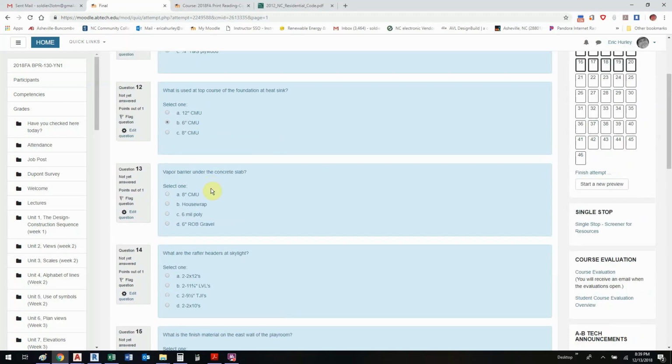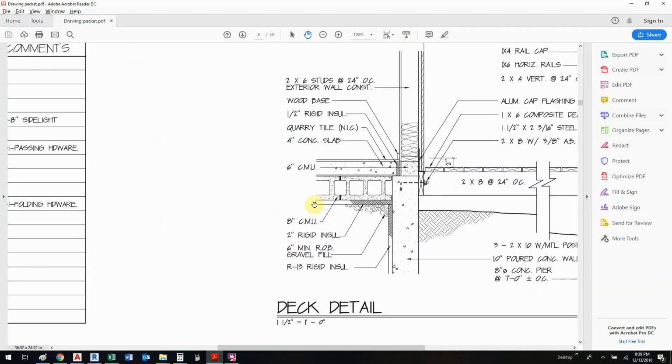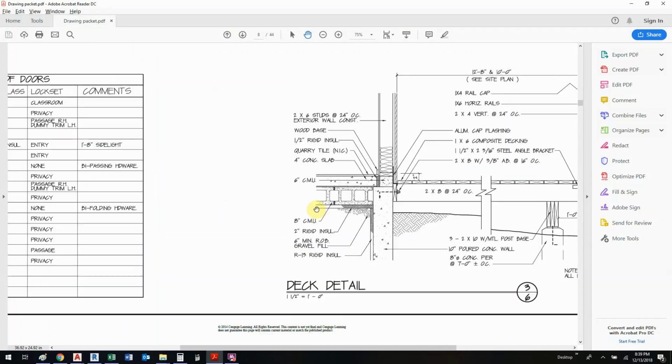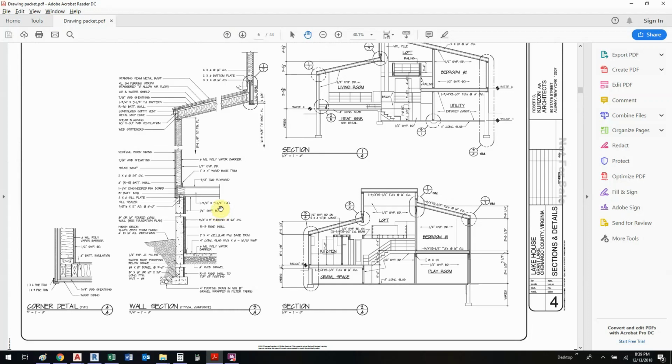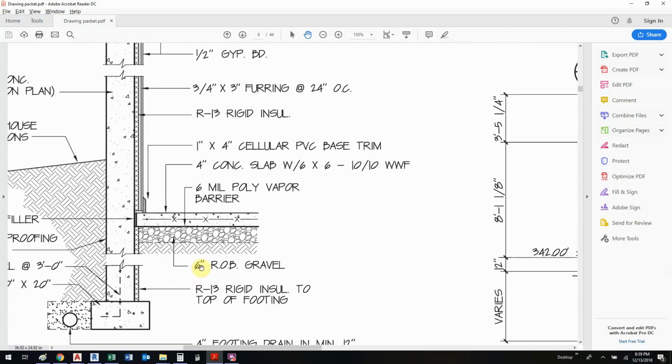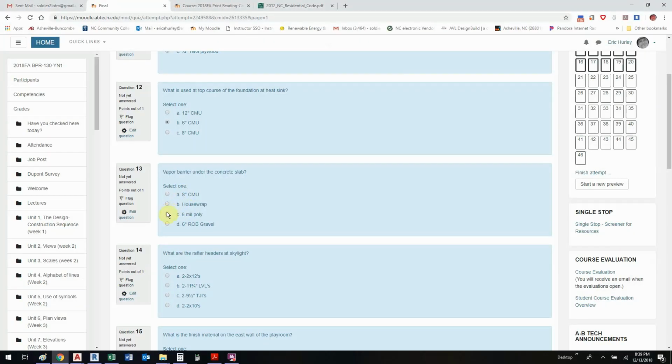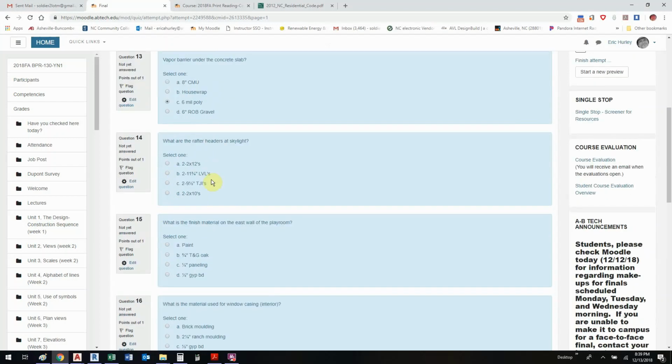What is the vapor barrier under the concrete slab? We can go back to our section here. And we're going to look here at a 6mm poly vapor barrier underneath the concrete. 6mm poly.